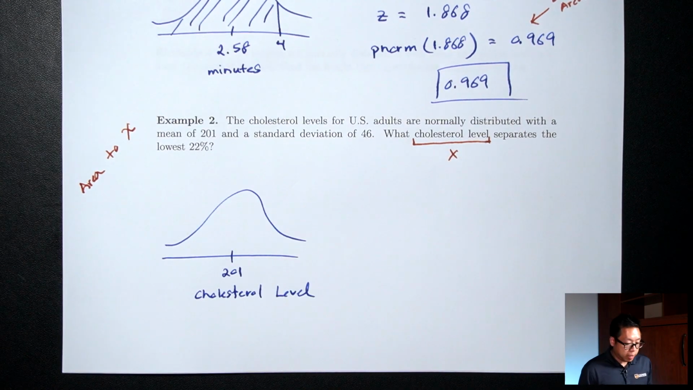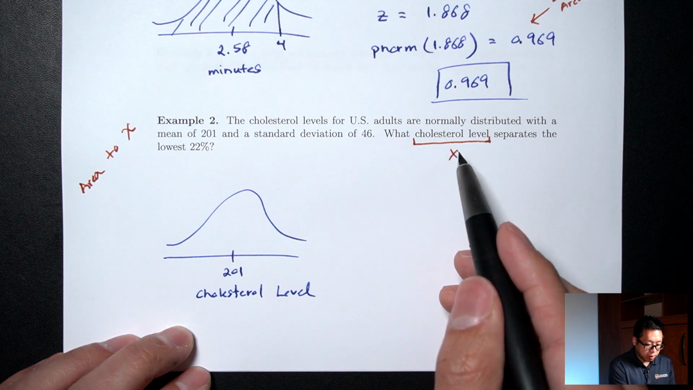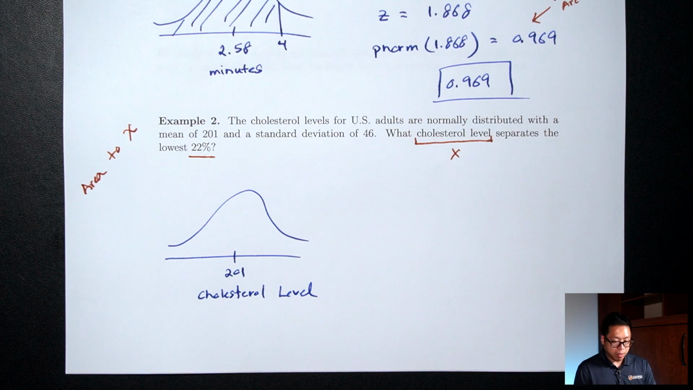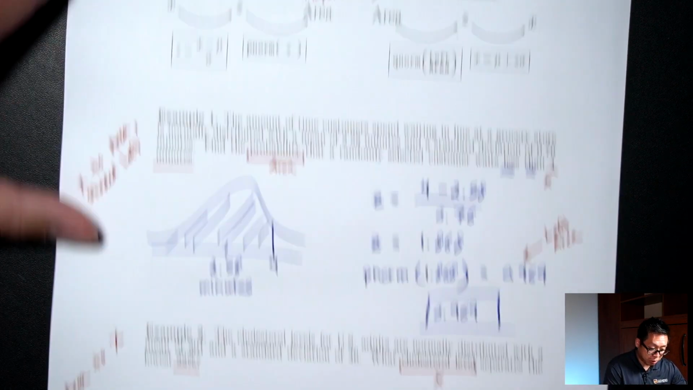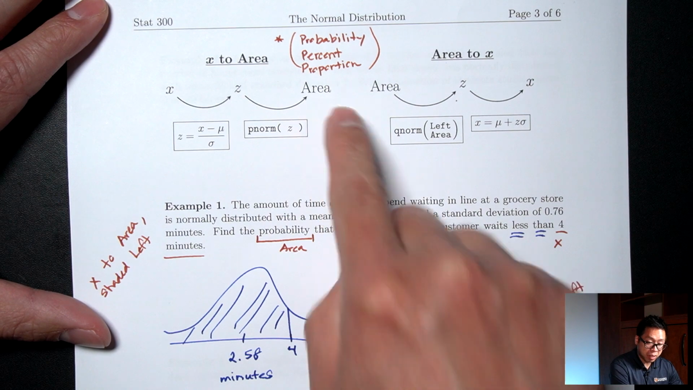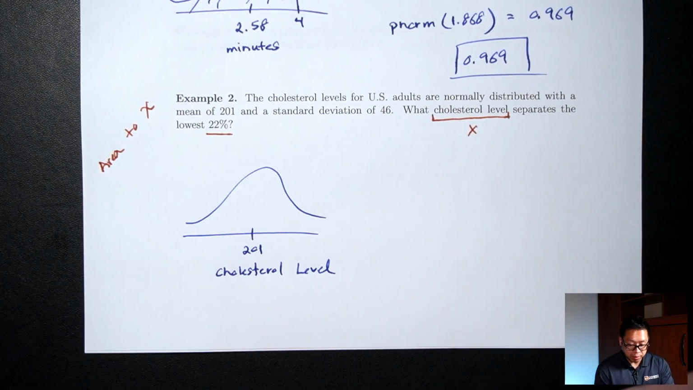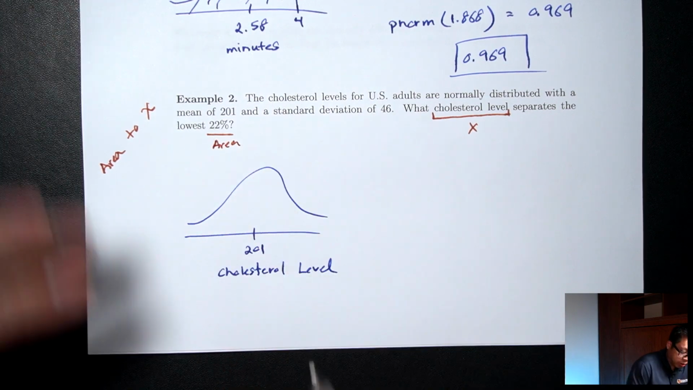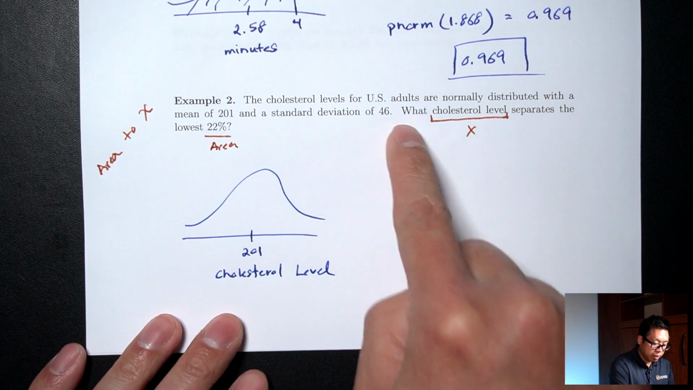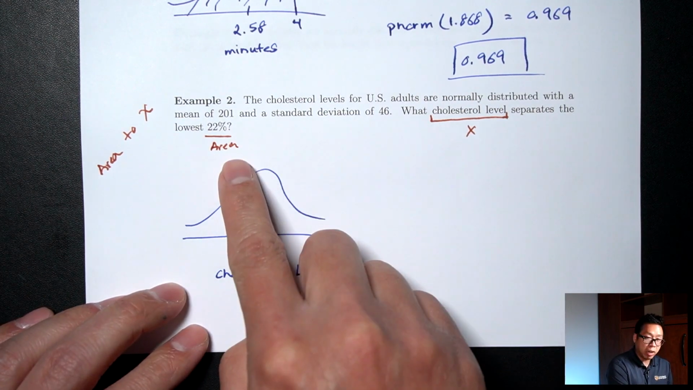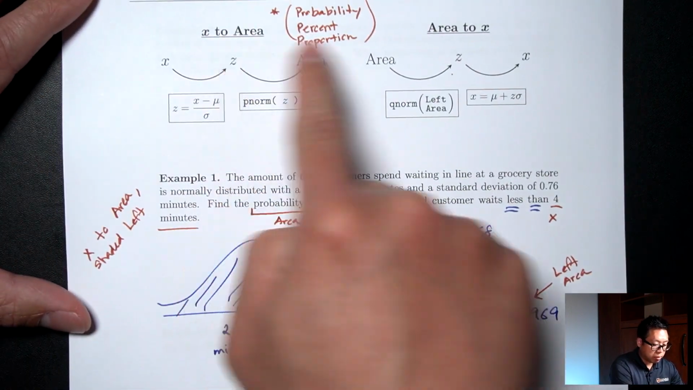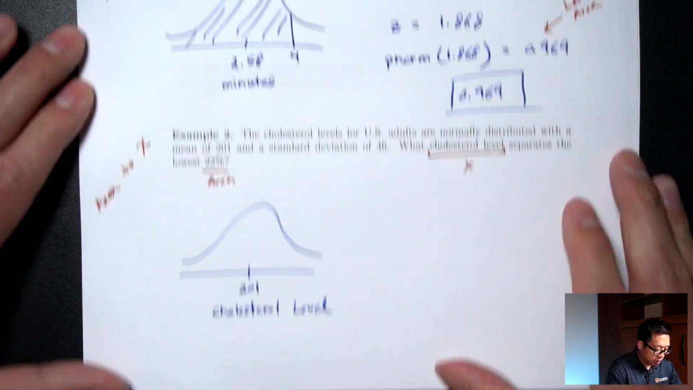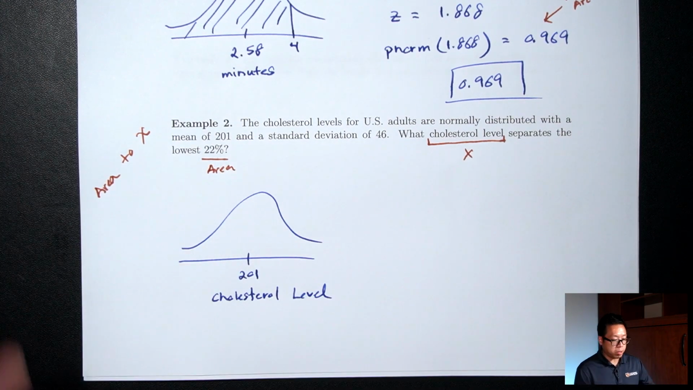Another way to think about it is in this last sentence, I'm giving you this 22%. What is the 22%? 22% is one of those P words that I said you should think area. That 22% is an area. So another way to think about this is, in this last sentence, the question, I'm giving you an area to start. Which one starts with an area? Area to X. So this is an area to X type question.